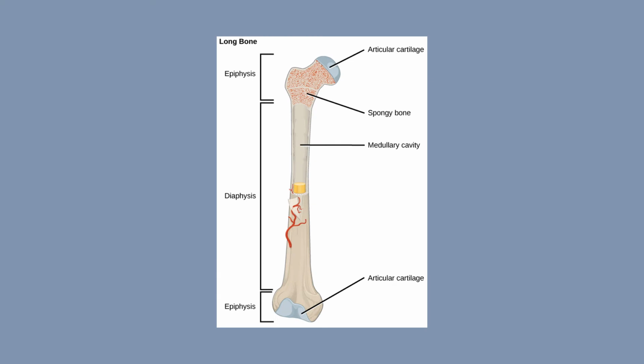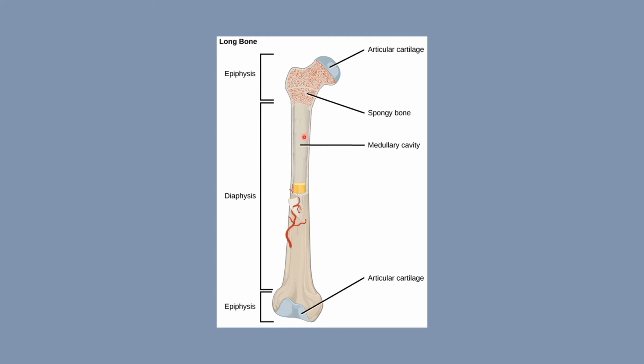So when we look at a picture of a long bone, once again, the shaft area, this is the diaphysis. The ends, you've got the epiphysis on either end. In this particular drawing, this is the femur. And so this would be the proximal epiphysis, this would be the distal epiphysis. You tend to have articular cartilage on the end of the bone that's going to be involved with the joint. That's going to help reduce friction so you don't have bone on bone.